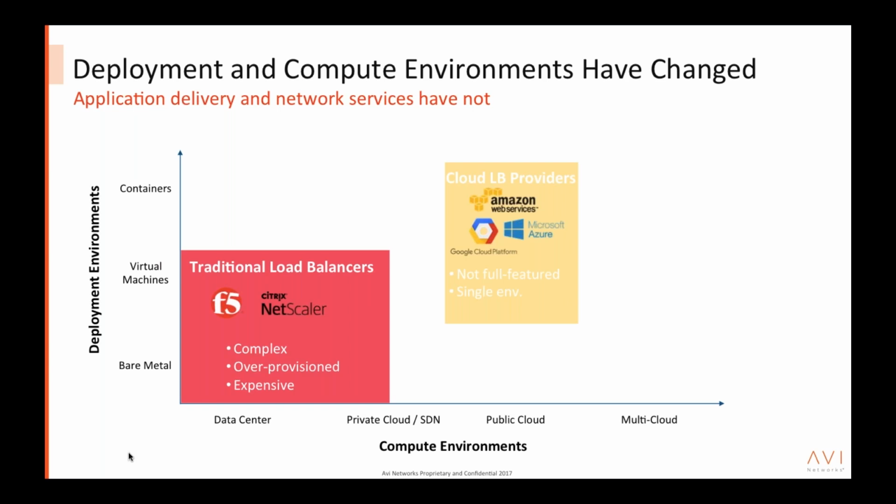And second, the single environment. If you go to AWS, you're looking at ELB. In Azure, it's an app gateway, or Google, there's its own load balancer specific to one cloud. None of your application environments are going to be a single cloud. They're going to be multi-cloud, multiple public clouds, and on-prem. So it's a multi-hybrid cloud environment.